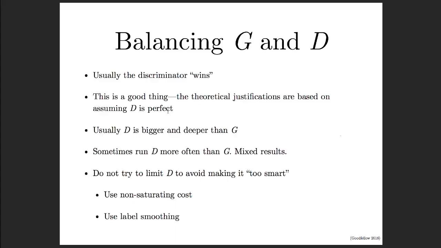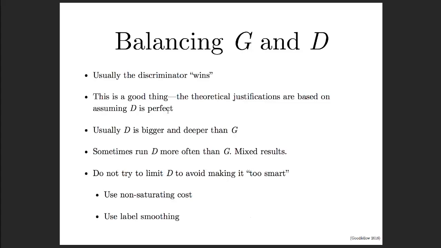A lot of people ask me questions about how to balance the generator and the discriminator, and if they need to be carefully adjusted to make sure that neither one of them wins. In reality, I usually find that the discriminator wins, and I also believe that this is a good thing. The way that the theory works is all based on assuming that the discriminator will converge to its optimal distribution, where it correctly estimates the ratios that we're interested in. And we really want the discriminator to do a good job of that.